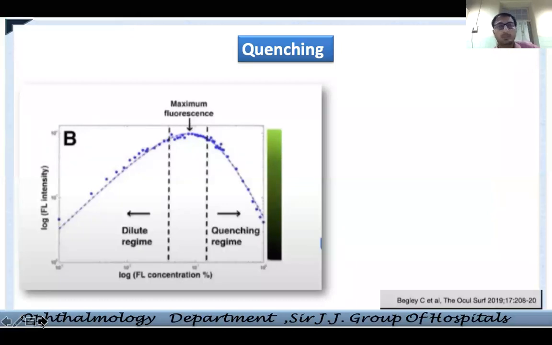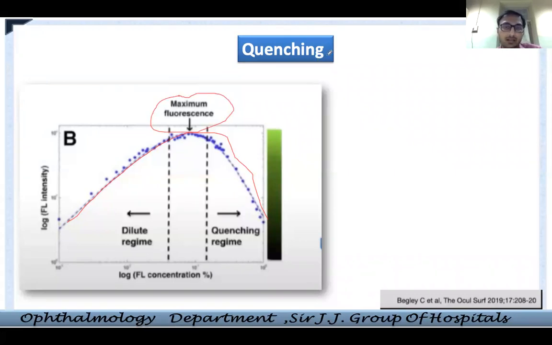Now this phenomenon is very important to know, and it will explain why the rest of the two things happen and why the adequate dye is important. This is a very simple, nice bell-shaped curve, like a Gaussian curve. What is this telling you? Whenever you are using any dye or stain and you want to gain maximum fluorescence out of it, you need to put it in an adequate amount or adequate percentage. You cannot put either less or more.